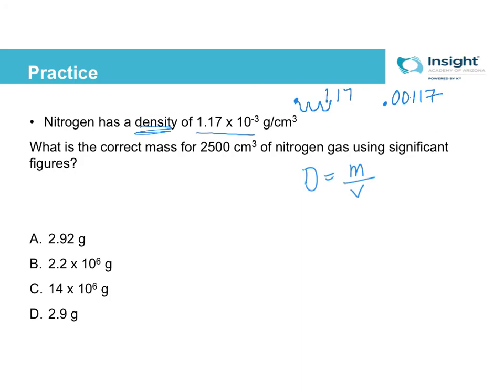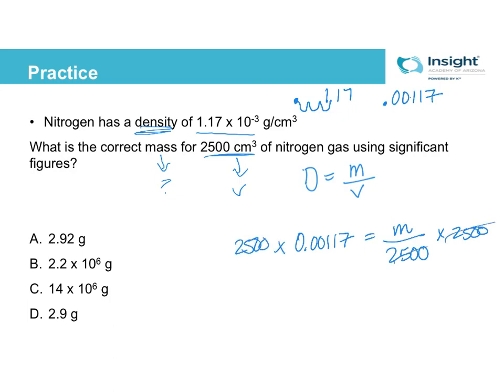And then what is the correct mass for 250 centimeters cubed? Mass is our question mark. We don't know what that is. Centimeters cubed, that's our volume. So let's plug in: 0.00117 equals mass divided by 2,500. Now solve for m. I'm going to multiply both sides by 2,500. Those cancel. 2,500 times 0.00117 is equal to 2.925.